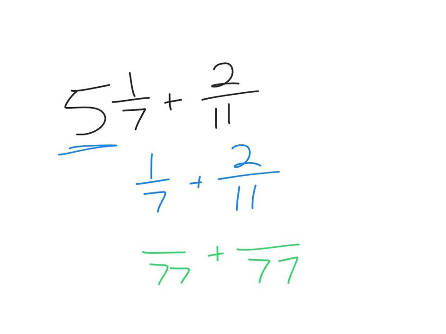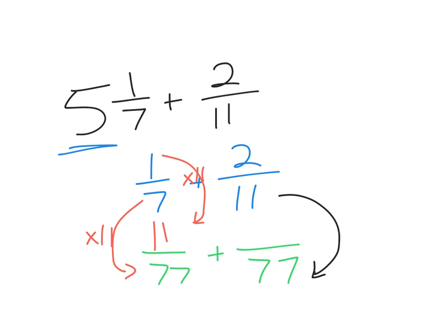So what that means is we have to change both of our fractions here. In order to get from 7 to 77, we multiplied by 11. So therefore, we'll have to do the same thing to the top. 1 times 11 is 11. So remember, whatever we do to the bottom number of the fraction, we have to do the same thing to the top. Now, over here the second fraction was a little bit different. In order to get from 11 to 77, we multiplied by something different. We multiplied by 7. So therefore, we'll have to do the same thing to its top number and multiply it by 7 as well. So 2 times 7 is 14.